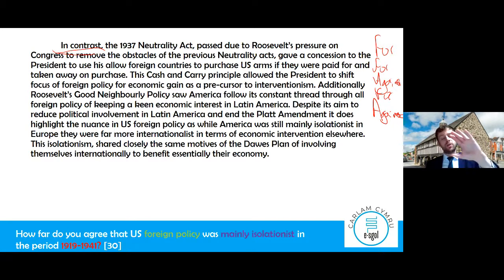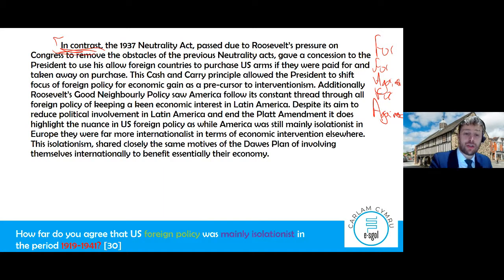So that's why you can see here we've got a "for" paragraph, a "for" paragraph, two paragraphs that said it was mainly isolationist, then one that said it wasn't, then another one that said it is, and another one that said it wasn't. Because you're debating back and forth, and that's what they want to see. So "in contrast" is another good sentence phrase to point that out to the examiners and get you thinking from that other perspective as well.